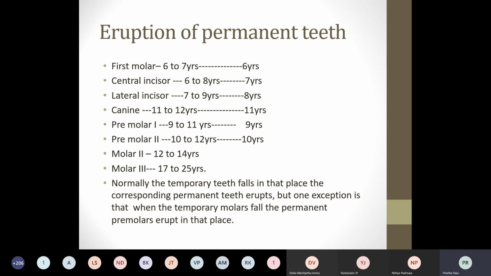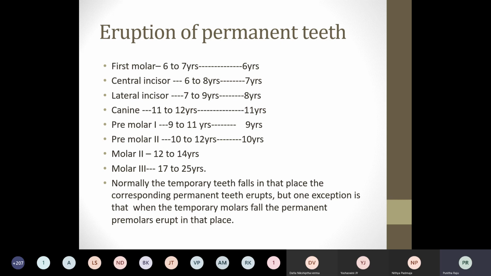Normally the temporary teeth will fall and in that place the corresponding permanent teeth will erupt, except when the temporary molars fall, the premolars will erupt. This is a bit confusing. So remember, whenever the temporary central incisor, lateral incisor or canine falls, the permanent incisor and canine will erupt at that place. So this is clear with incisor and canine.